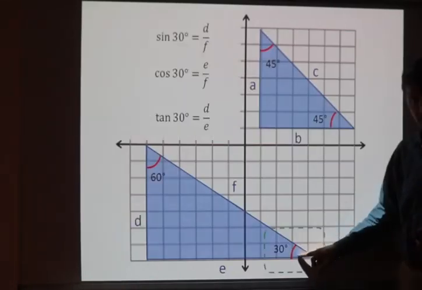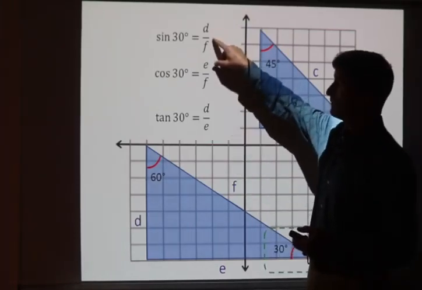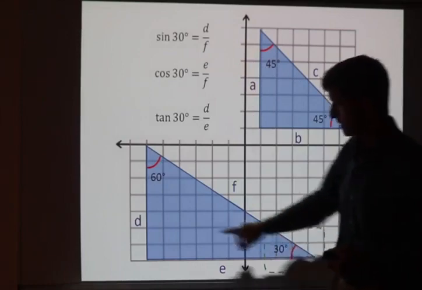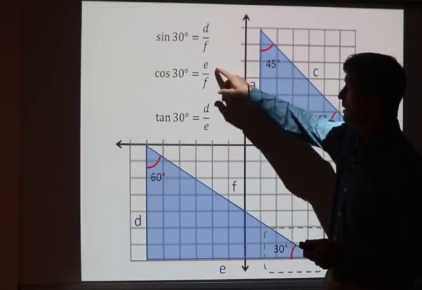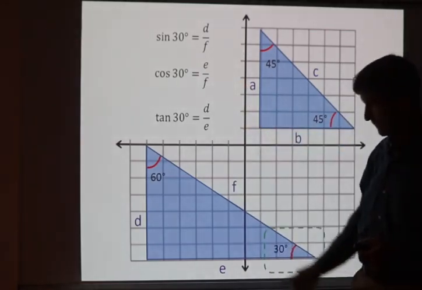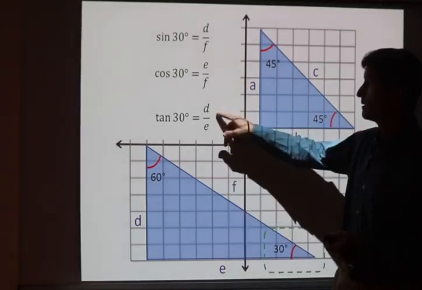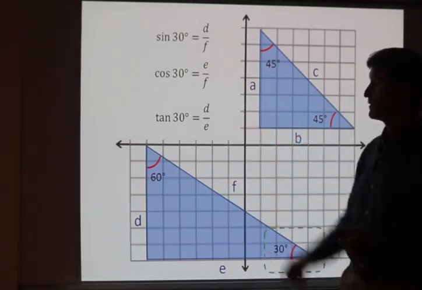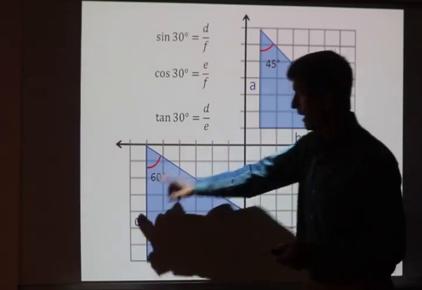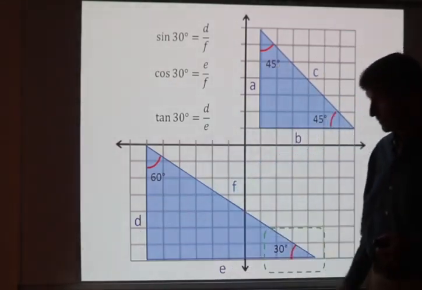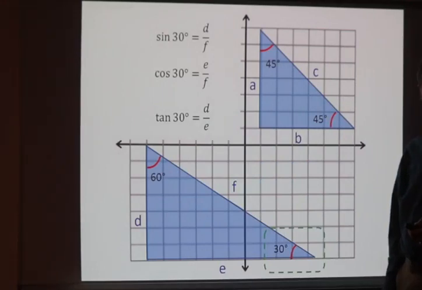again for 30 degrees, D over F is going to give you sine. D is the opposite, F is the hypotenuse. E over F is going to give you cosine. E is adjacent, F is hypotenuse. D over E gives you the tangent of 30 degrees. Okay? Opposite over adjacent. So that gets your 30 degree measurements right there.